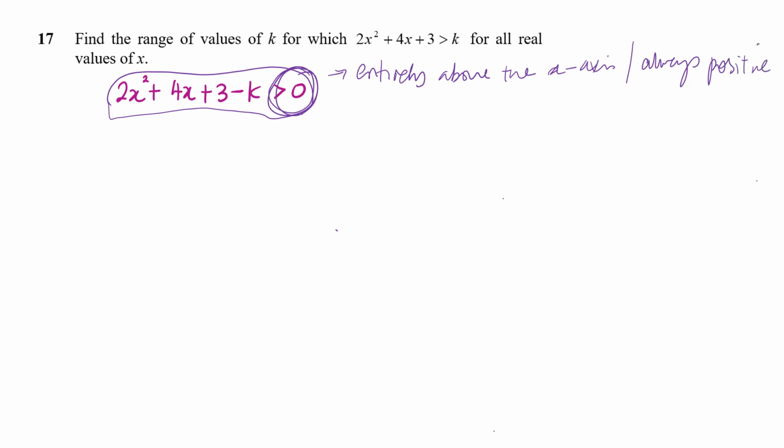Right. So if you have a curve that is entirely above the x-axis, you can only draw it this way, a U-shaped curve. And it fits the equation given because the coefficient of x squared is 2, which is a positive value. So this is a U-shaped curve entirely above the x-axis. It means that there is no intersection point with the x-axis. Hence, there's no solution. No solution means you have no real roots. It means b squared minus 4ac less than 0.